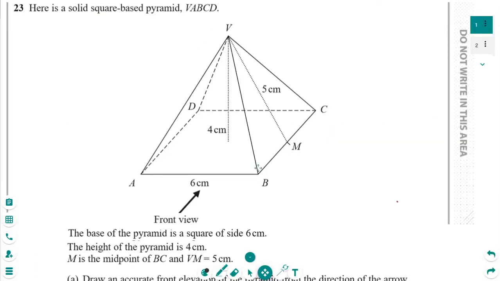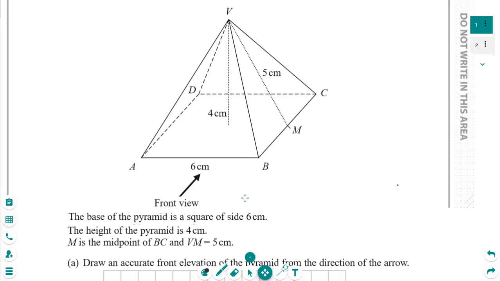Here, question number 23. Here's a solid square base pyramid, VABCD. Okay, and then we've got the drawing here. Now we have more information. The base of the pyramid is a square base, size 6 centimeters, and the height of the pyramid is 4 cm, and M is the midpoint of BC, and VM is equal to 5 centimeters.